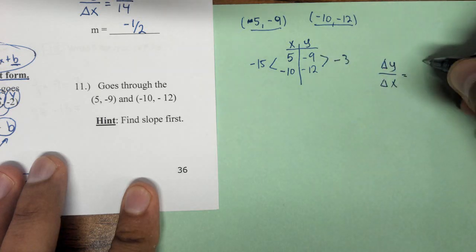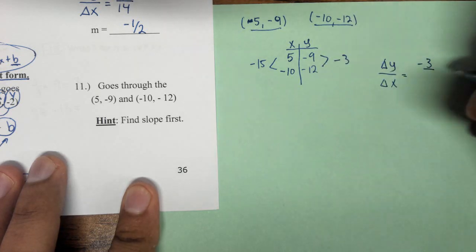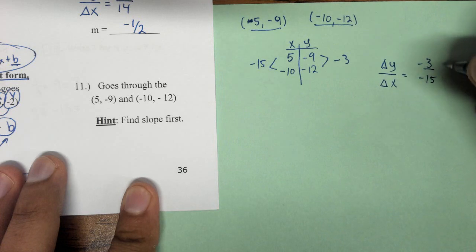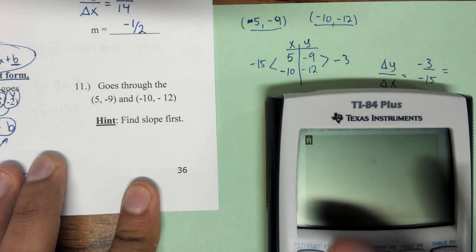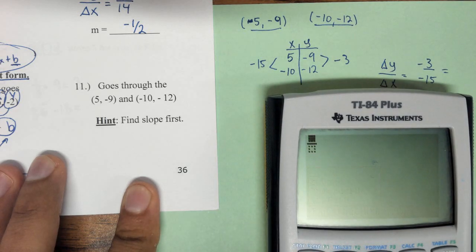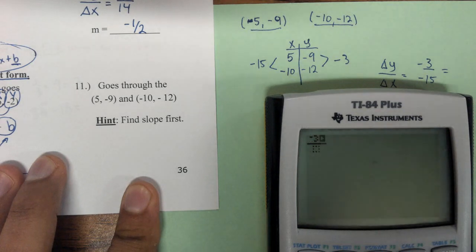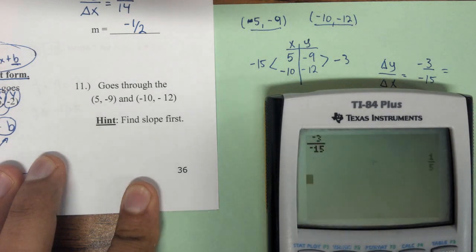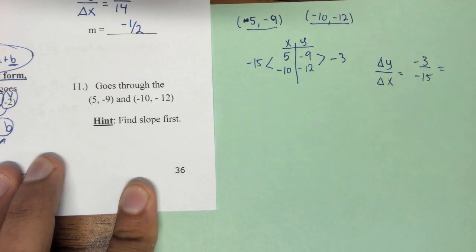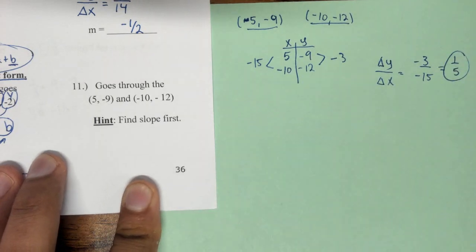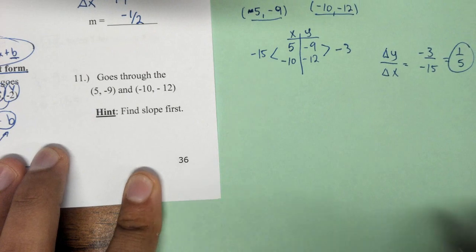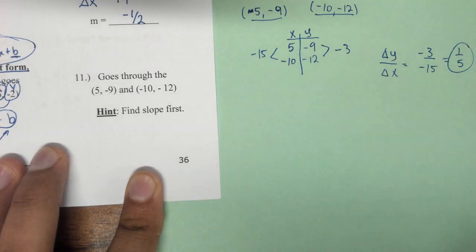Okay, then we do delta y over delta x. This is going to give me -3 on top, -15 on the bottom, and I type that into my calculator. Which gives me positive 1/5. So my slope here is 1/5. Alright, now I'm not done. That was just my hint to do that first.